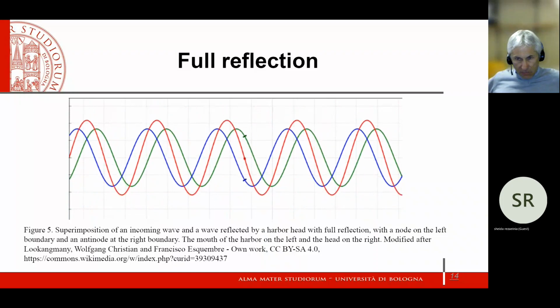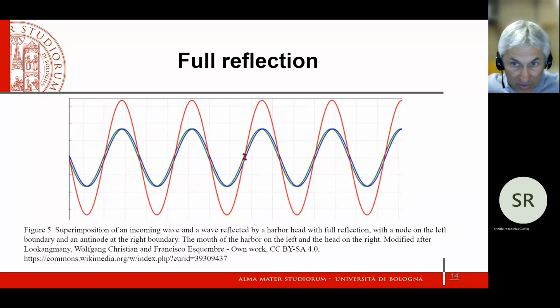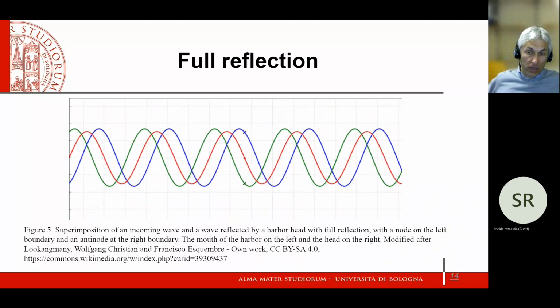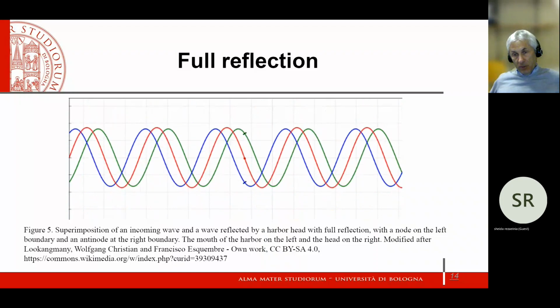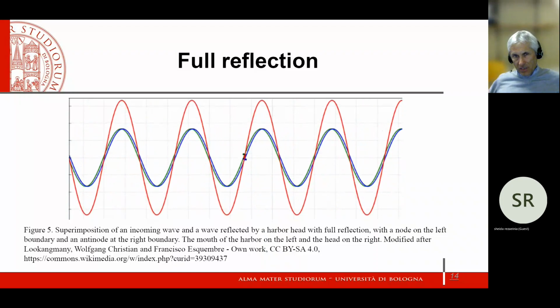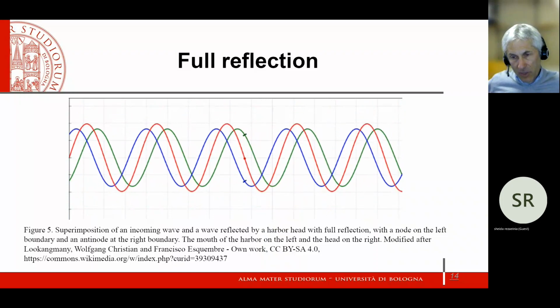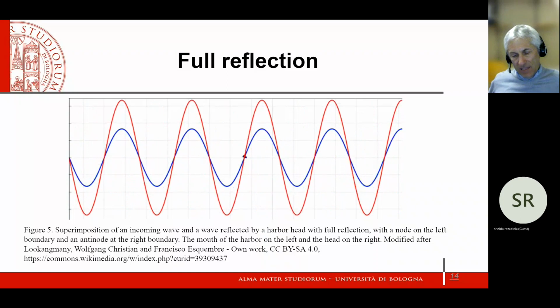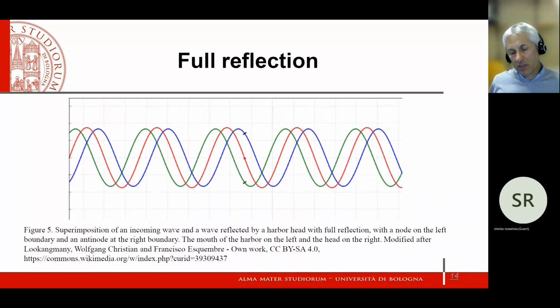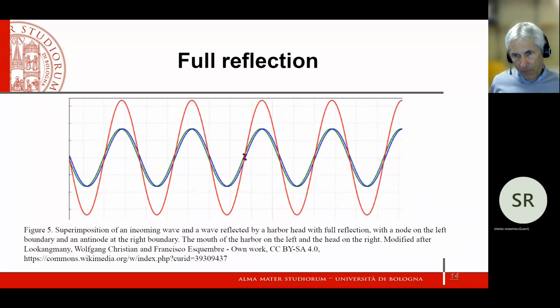Now, this occurs because the wave is fully reflected. Of course, if you don't have full reflection, the process is smoothed, is dampened out. So you don't have the formation of a standing wave that is precisely twice the amplitude of the incoming wave.